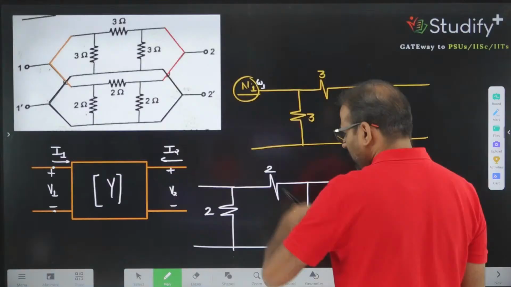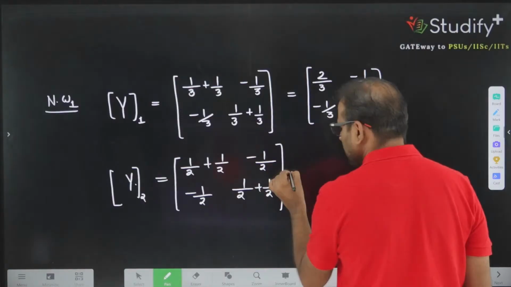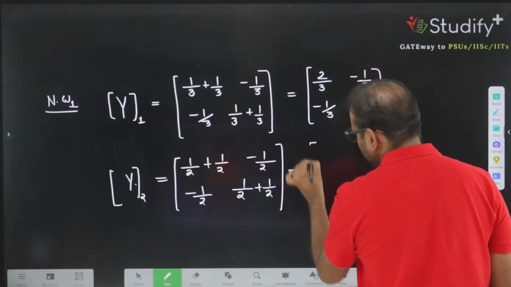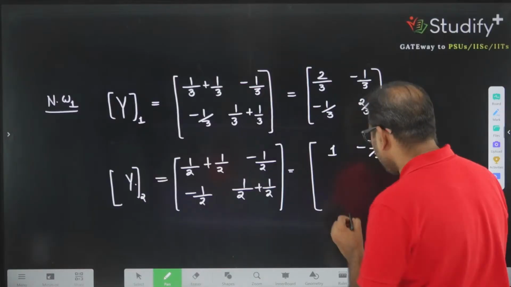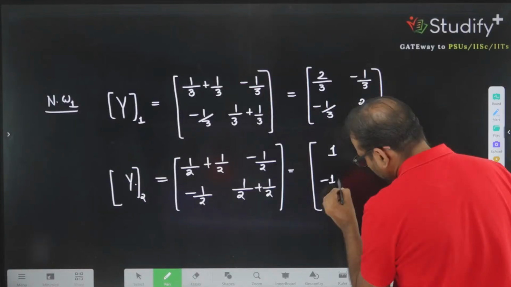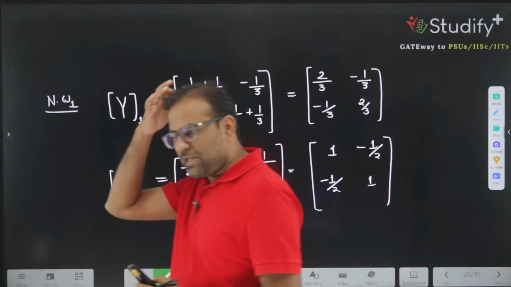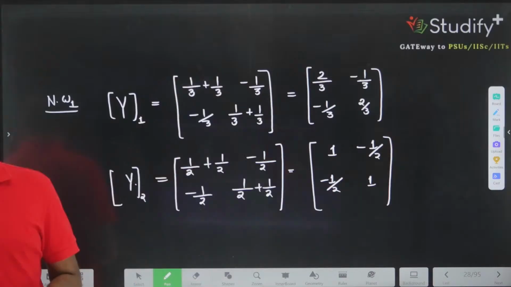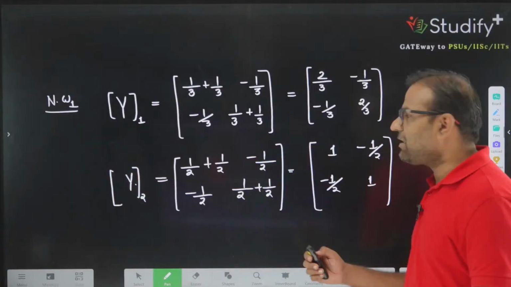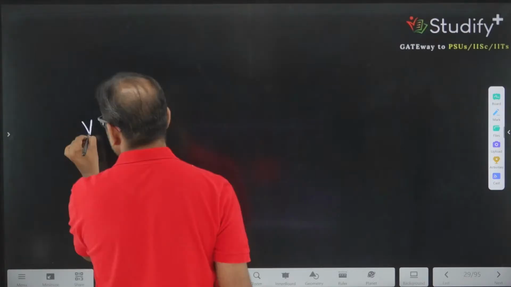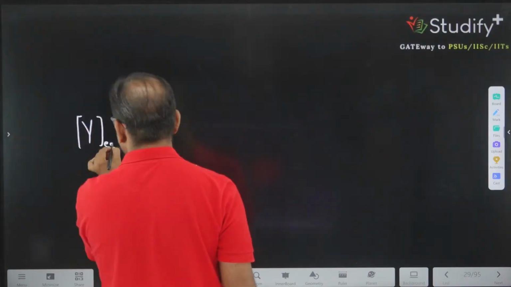And what is this value? This value is 1 by 2 plus 1 by 2. So when I solve this, this value is 1, this value is minus 1 by 2, this value is also minus 1 by 2, and this value is 1. And this is the parallel combination of two-ports. So you can add the y parameters. So you can say the y equivalent is given by the addition of the y parameters.